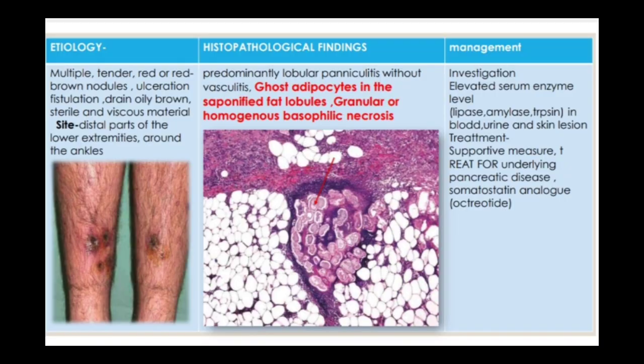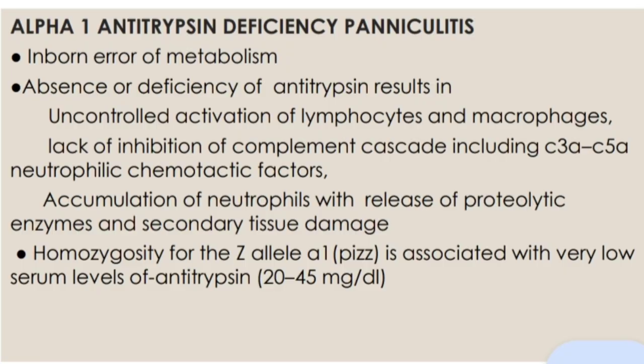Now coming up, the next entity is alpha-1 antitrypsin deficiency panniculitis. It is an autosomal recessive inborn error of metabolism. Because of deficiency of alpha-1 antitrypsin, there is uncontrolled activation of lymphocytes and macrophages, and lack of inhibition of the complement cascade including C3a and C5a, and neutrophilic chemotactic factor. Because of that, neutrophils accumulate with the release of proteolytic enzymes, leading to secondary tissue changes.